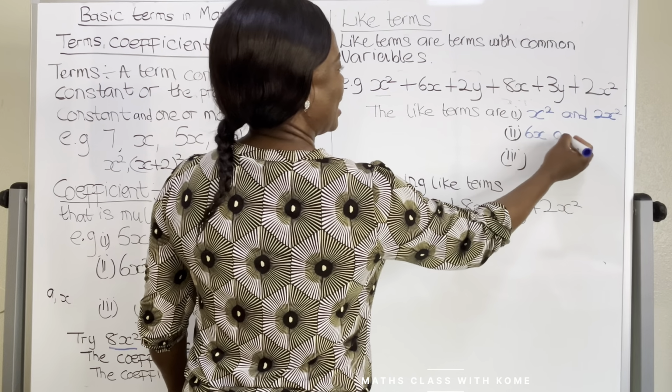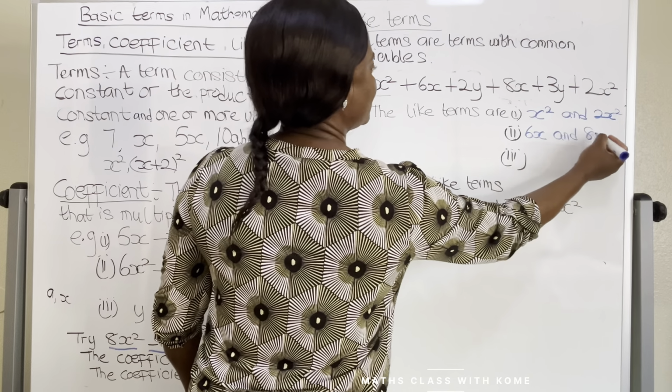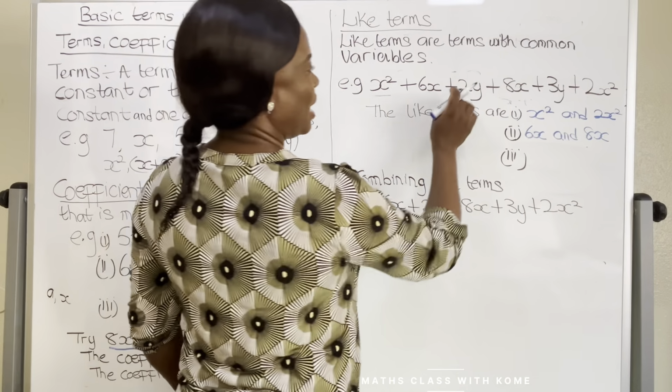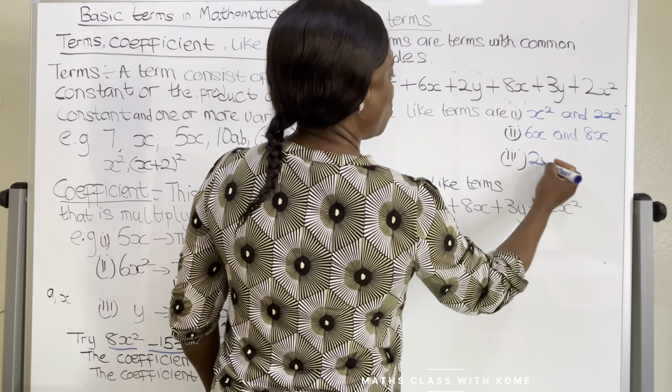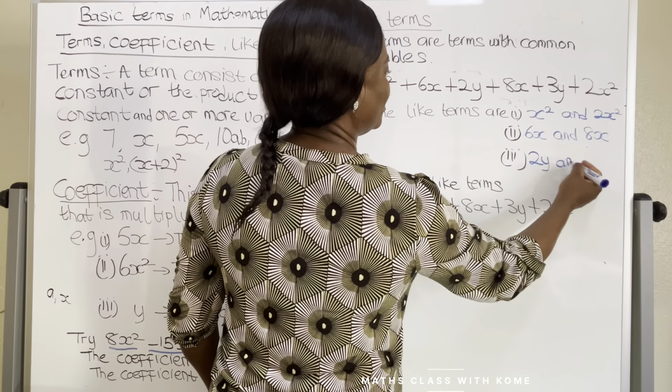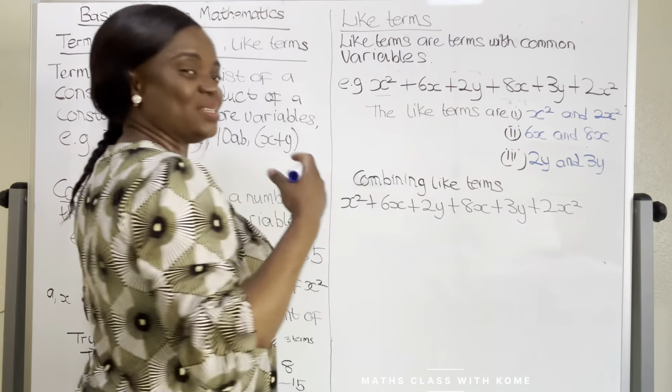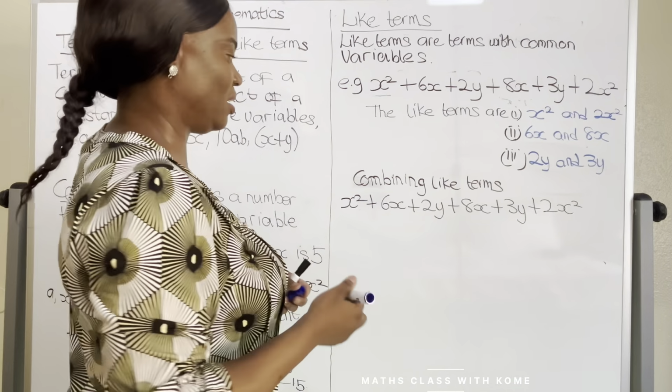6x and 8x is a set of like terms. And we also have 2y and 3y, which is another set of like terms.